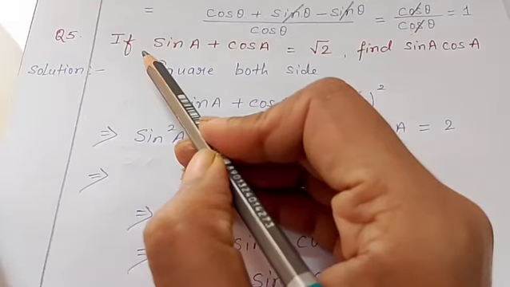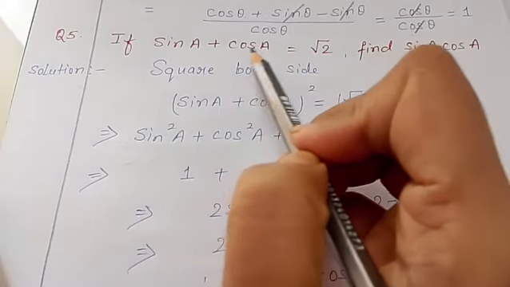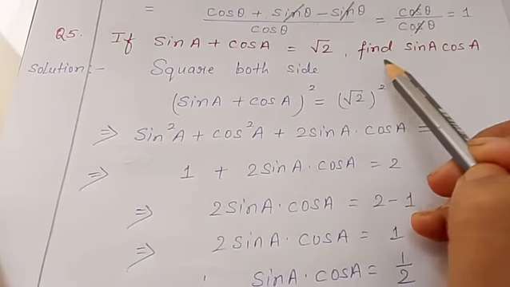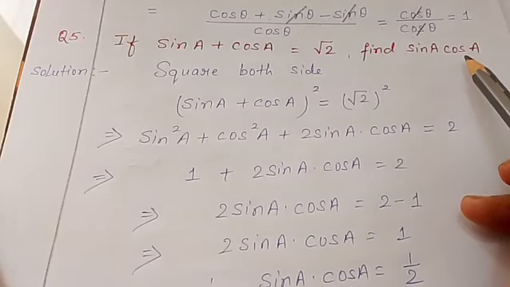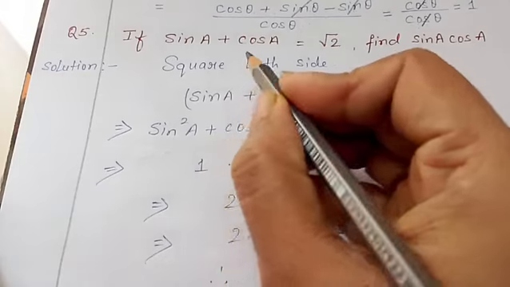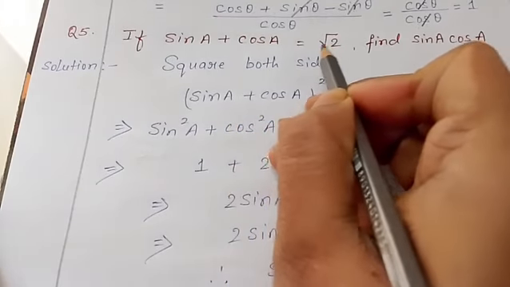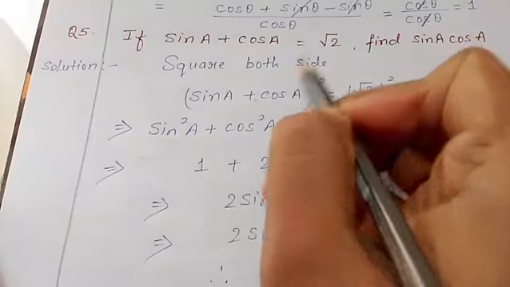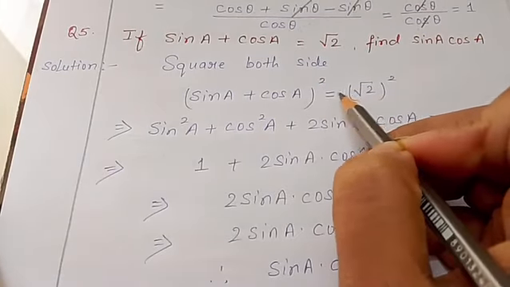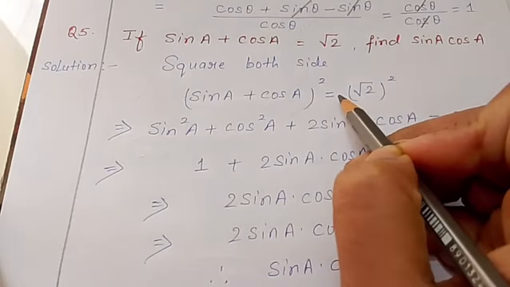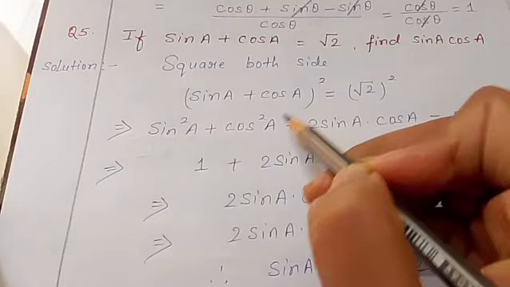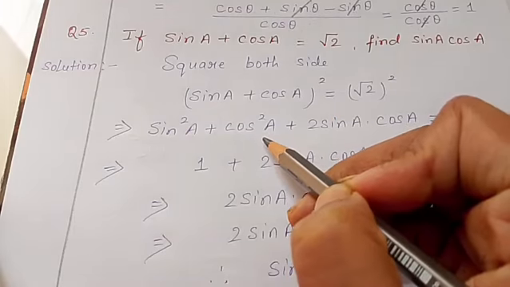Question number 5. If sin A plus cos A is equal to root 2, find sin A into cos A. Start with the given equation sin A plus cos A is equal to root 2 and square both sides. Eliminate the square root and introduce a term involving sin A and cos A.